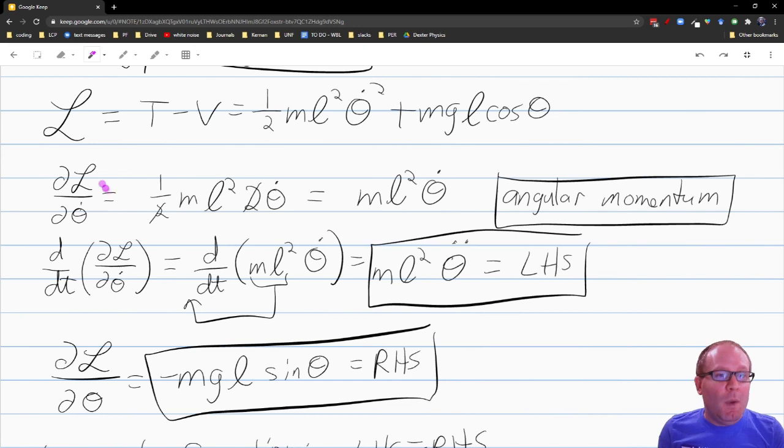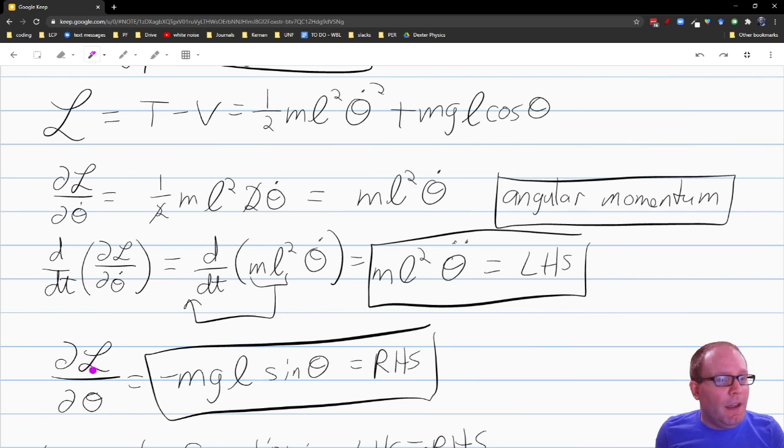The next step, we take this very thing that we just got, this angular momentum, and we apply a time derivative. So we just take a derivative with respect to time, like you normally would. We have an mL squared, that's a constant, so it just passes right through the derivative. We have d theta dot dt, well that just becomes theta double dot. This whole thing, this d by dt of dL d theta dot, is the left-hand side for Lagrange's equation. This is half of Lagrange's equation.